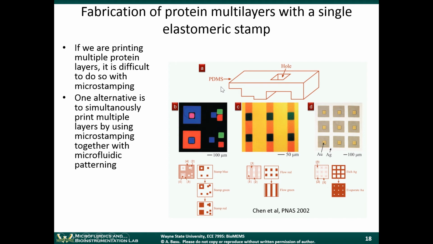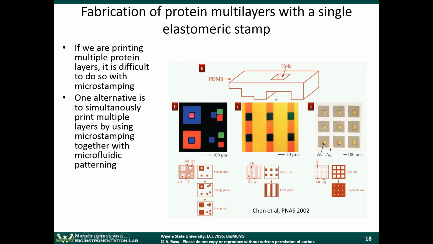If you want to fabricate multiple layers of proteins with the stamp, you can combine microstamping together with microfluidic patterning. In this case, they used a PDMS stamp that was a little bit more complex than the basic stamp we saw a few slides earlier. This one actually has a hole in it. The hole is connected to a microchannel. So through this hole, you could inject some proteins and deposit some proteins down in this region.